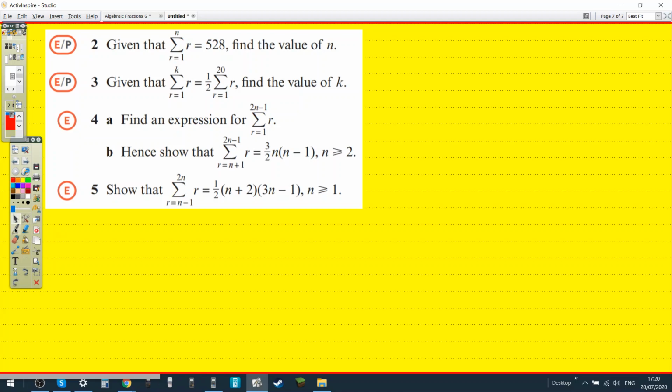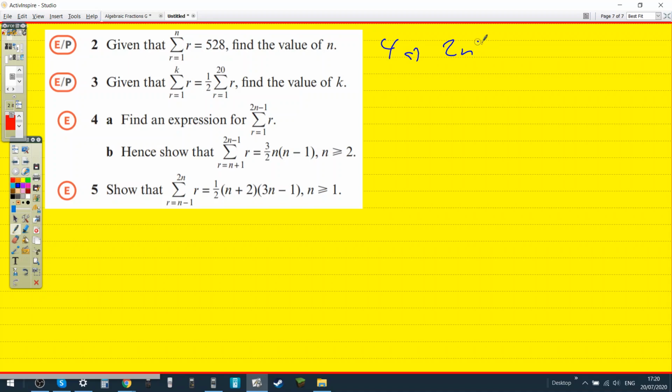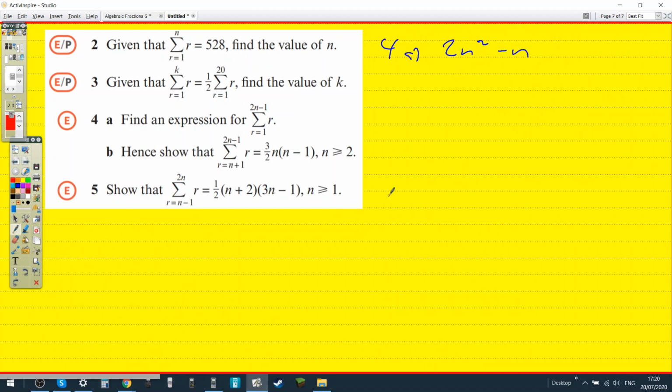Find an expression. Okay, I don't know how to do it. So for 4a, we're saying 2n squared minus n. A half, 2n minus 1, 2n. Yeah, we know that much. That's 2n squared minus n. Part B, n plus 1. Up to that point, maybe if you do 2n squared minus n minus half times n plus 1. If you just treat it like a normal question, it might work. I don't know.